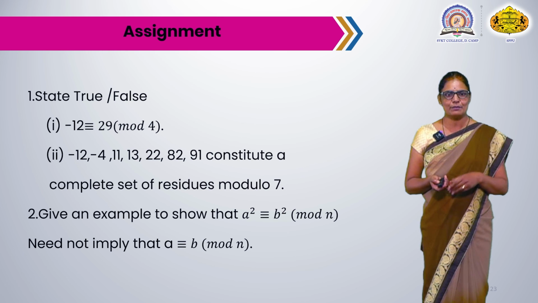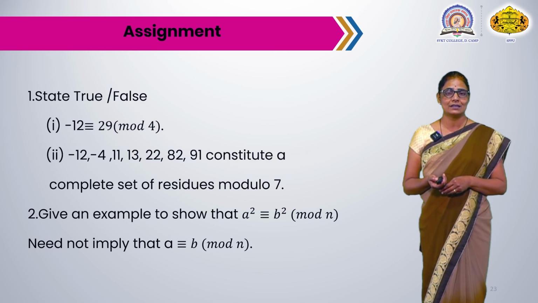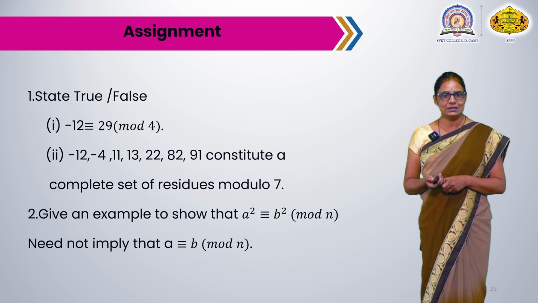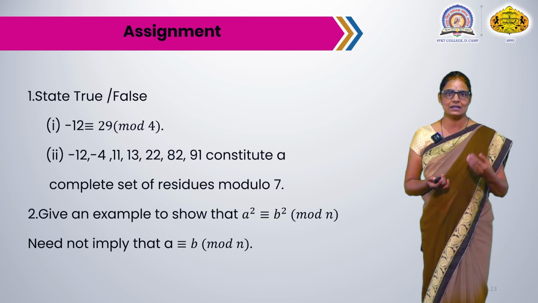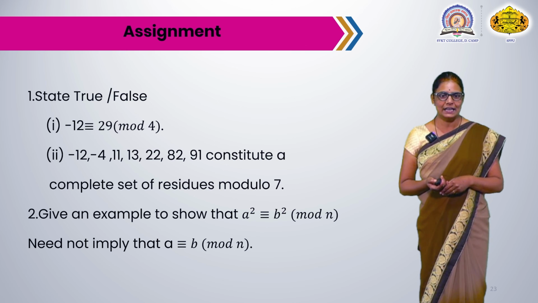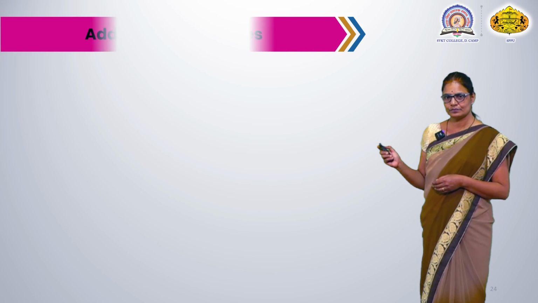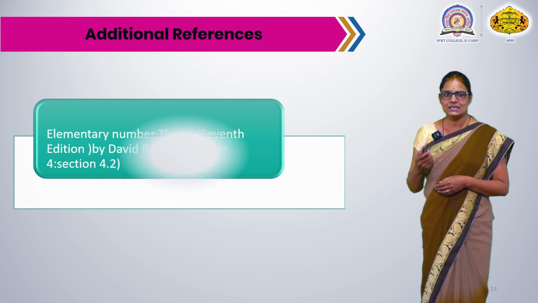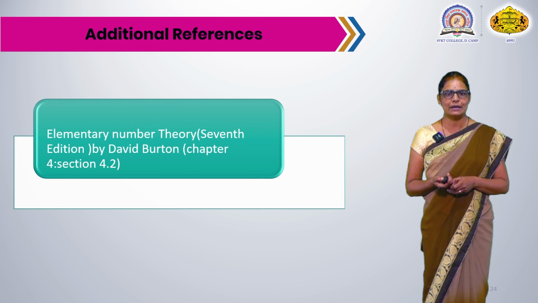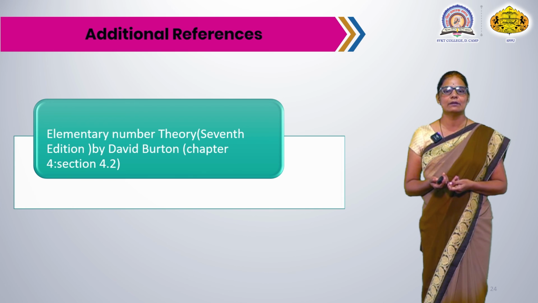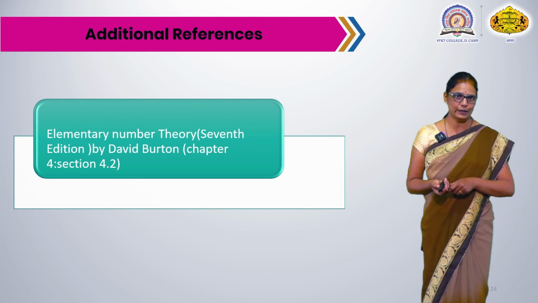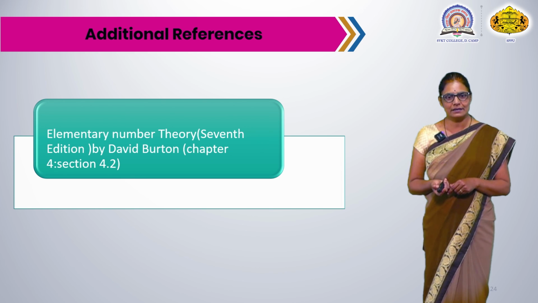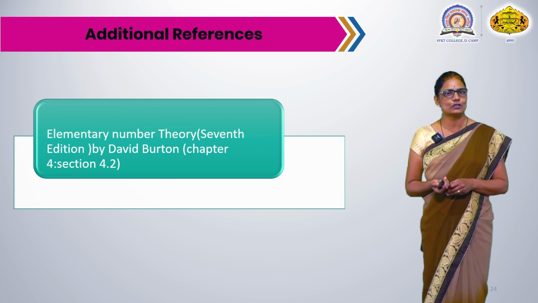This is some assignment for you. First, go through each and every topic and definition of congruence theory and its properties carefully, and then solve this problem. This is an additional reference for your study: Elementary Number Theory, 7th edition, by David Burton. This topic is included in chapter 4, section 4.2. Also, in the exercises, more examples related to the topic are available, so try to solve those examples.